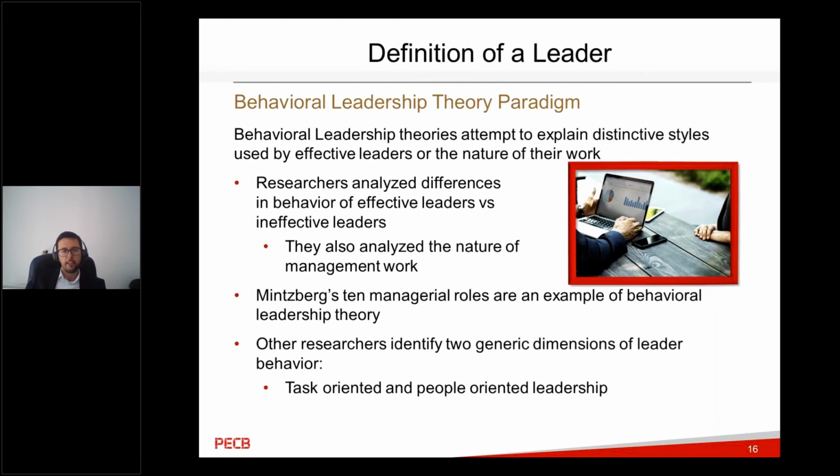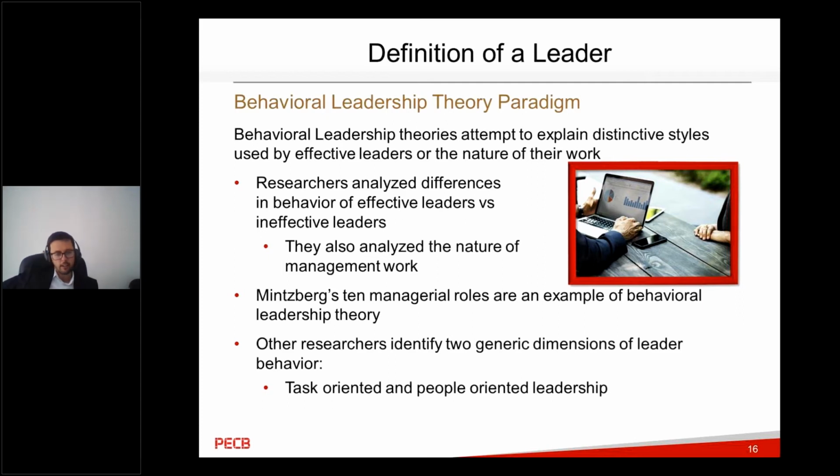Building on the trait theory paradigm, we go ahead and understand the role of behavioral leadership theories. So now we are going into a more dynamic landscape. We have been talking in the past, pre-1950s, about the way that certain unchangeable personality traits might define whether we have leadership potential or not.